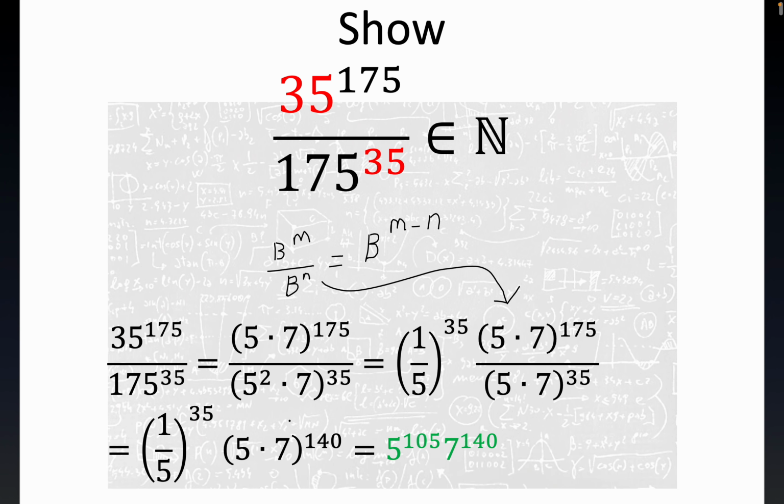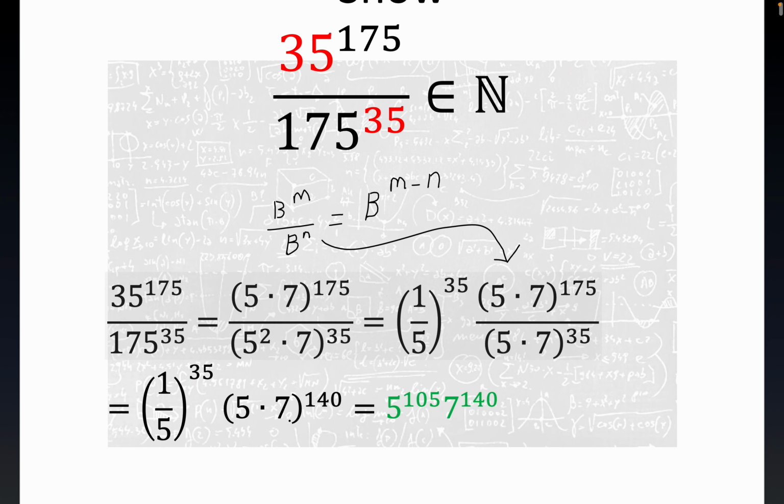Now, the next thing I did was notice that 35 of these 5s canceled with 35 of these 140 5s. And what does that leave? That leaves 105 of them, right? So pretty simple stuff. You don't have to remember anything too sophisticated. But whatever this number is, whatever this unpronounceable number is, it's been simplified. It's a member of the natural numbers.